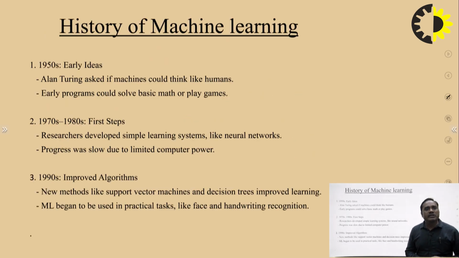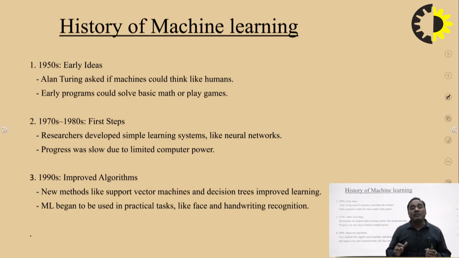So this is the history of machine learning. Starting from the 1950s, these early ideas come to mind when machine learning started. Alan Turing asked whether a machine could think like a human, and whether that is possible. This type of concept started with Alan Turing. Early programs could solve basic math or play games. It is possible for a machine to play a game and solve a puzzle problem.